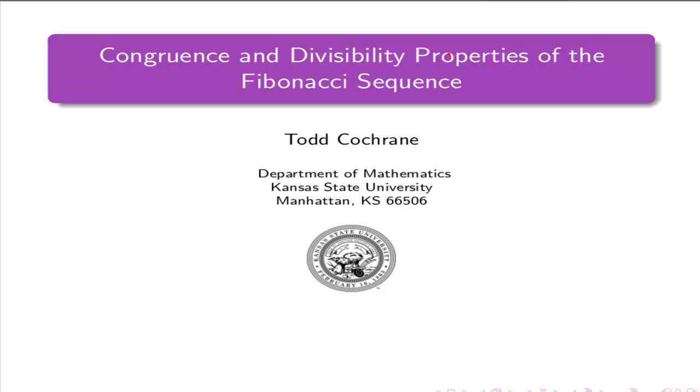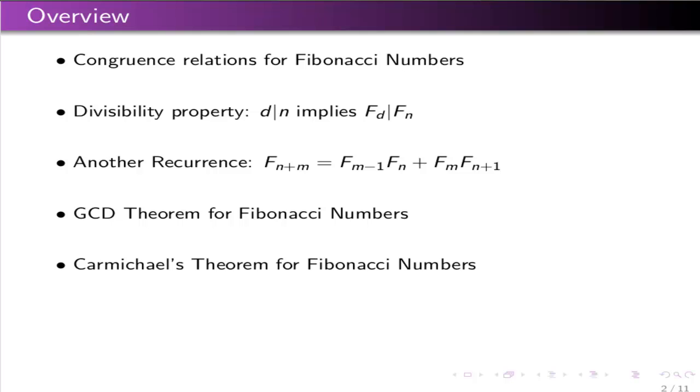Okay, let's look at some more divisibility properties and congruence properties of the Fibonacci sequence. So first we'll come up with some congruence relations for the Fibonacci numbers, and then we'll look at this remarkable divisibility property, that if d is a divisor of n, then the dth Fibonacci number is a divisor of the nth Fibonacci number.